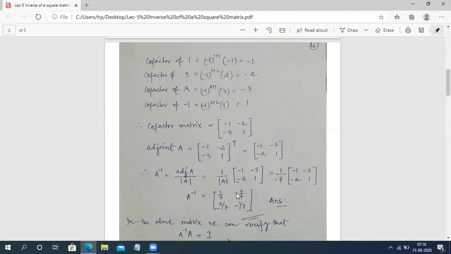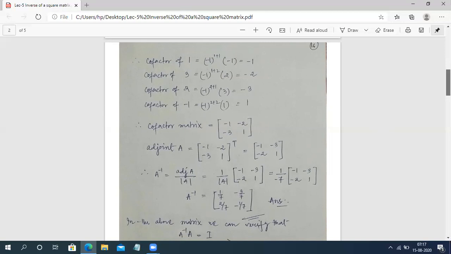So it will be positive 1 by 7. It will be again positive, sorry, it will be positive here. Okay, just make it correct. So it will be positive 3 by 7. Again, this will be positive 2 by 7 and it will be negative 1 by 7.